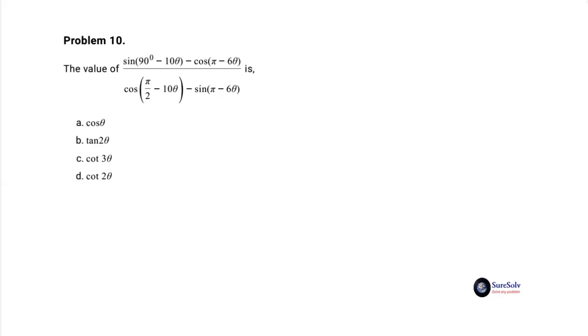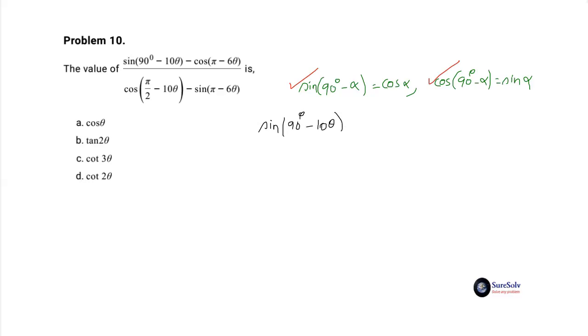You know that by complementary angle relations, sin 90 degree minus alpha equal to cos alpha and cos 90 degree minus alpha equal to sin alpha. So the first term in the numerator is transformed to sin 90 degree minus 10 theta equal to cos 10 theta. And similarly, the first term in the denominator is changed to cos pi by 2 minus 10 theta equal to cos 90 degree minus 10 theta equal to sin 10 theta.